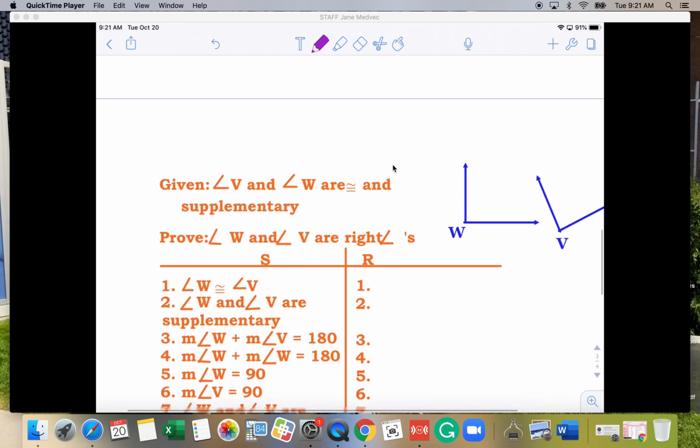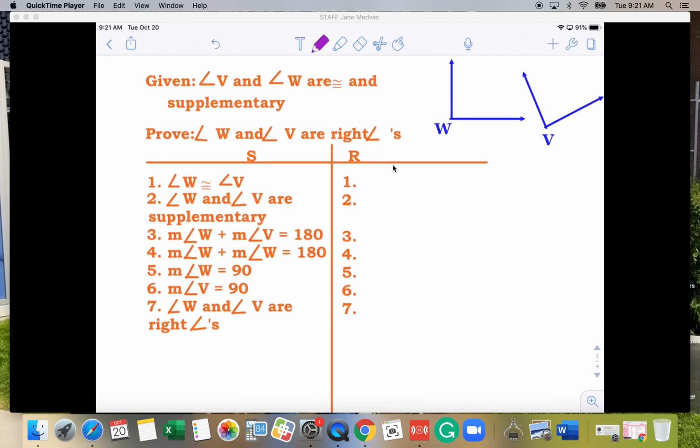Let's go ahead and look at another proof. Again, I start off with my given. It says that angle V and angle W are congruent and supplementary. So let's take a look at the proof. I look at number 1 and it says angle W is congruent to angle V. Well, we know that. That was in the given. So I'm going to write given.